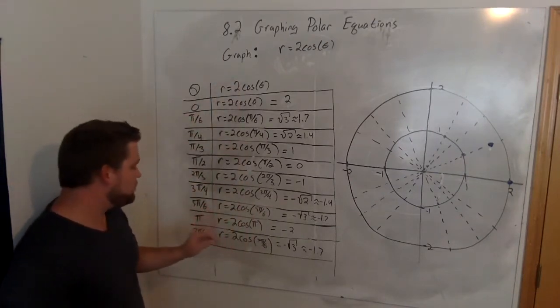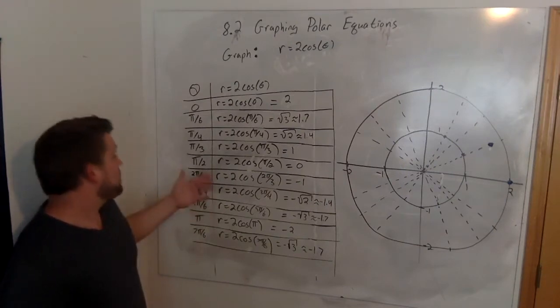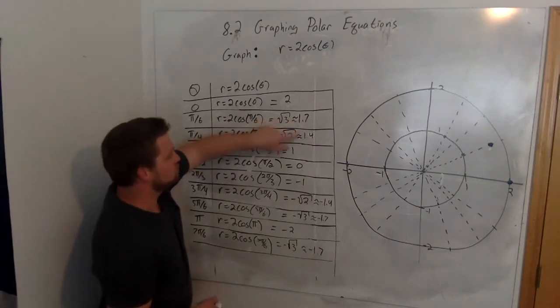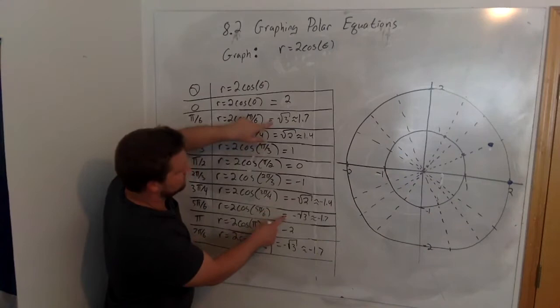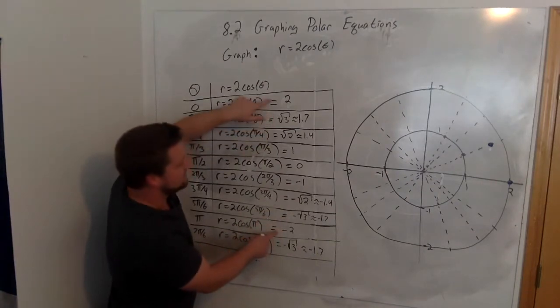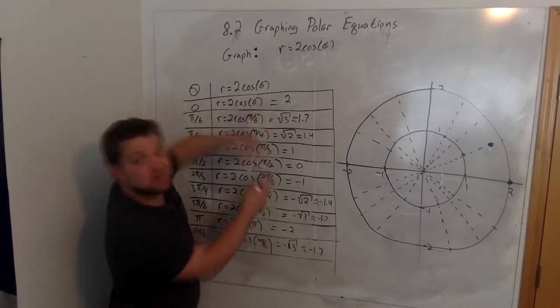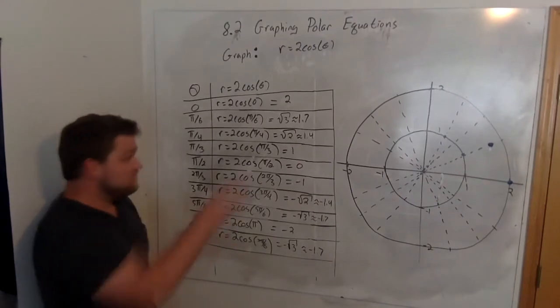I do want to make a note here that I stopped at 7 pi over 6. I was noticing there was some repetition happening. I got 1.7, 1.4, 1, 0, then negative 1, then negative 1.4, then negative 1.7, then negative 2. And now I'm getting negative 1.7, so we're just going backwards. It's going to start repeating itself. Okay, so let's continue plotting points.